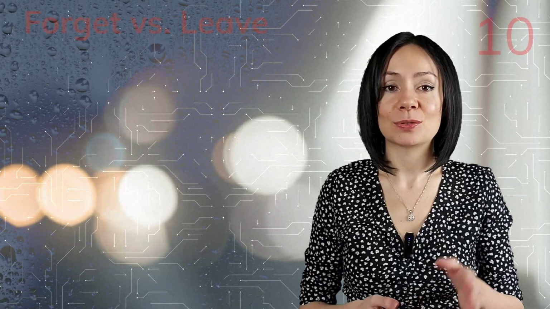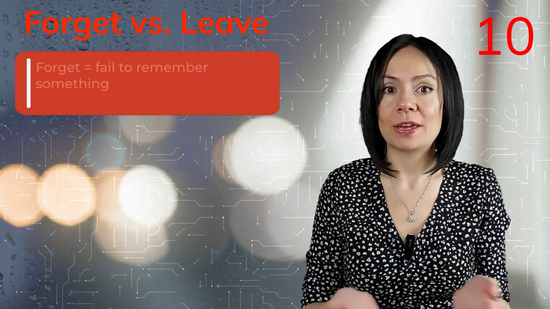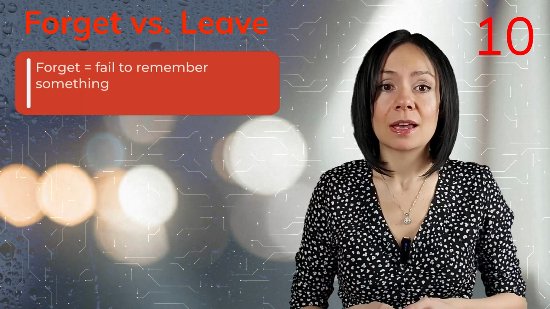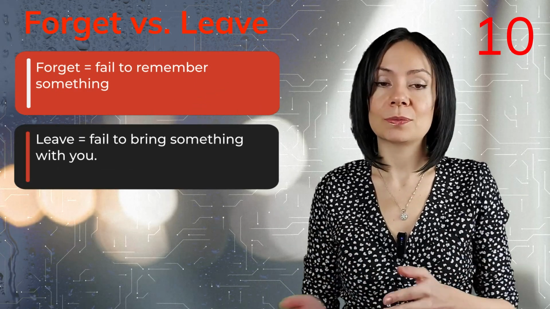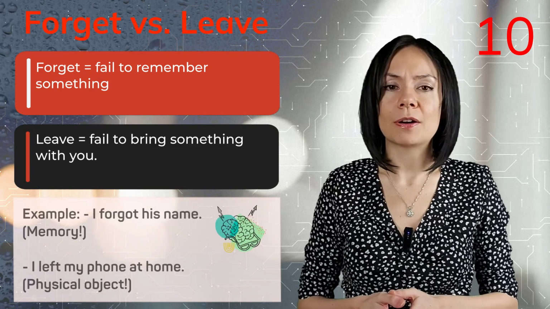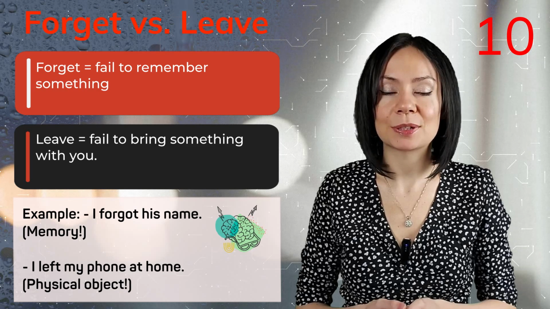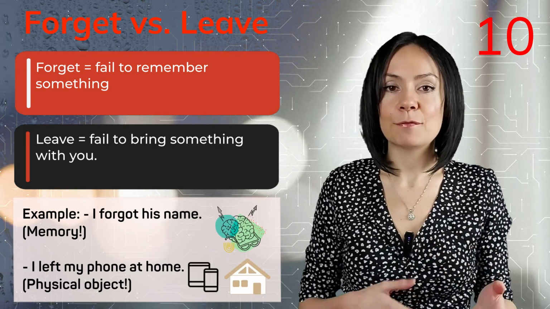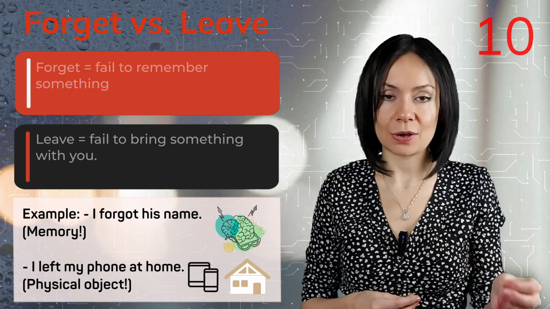Verb pair 10, to forget versus to leave. To forget means to fail to remember something, and to leave means to fail to bring something with you. Oh, I forgot his name. So my memory failed me, right? I left my phone at home. So I left a physical object at home.